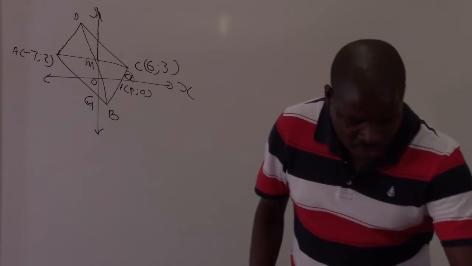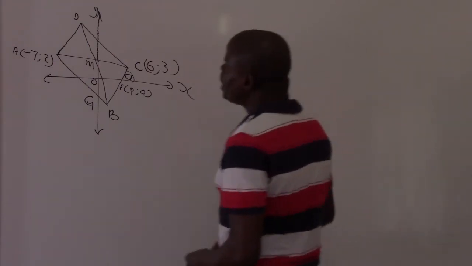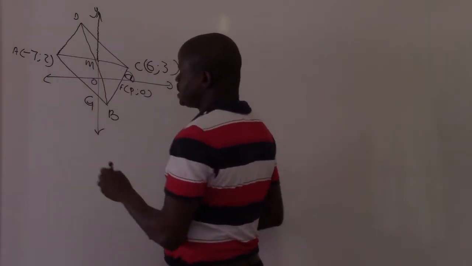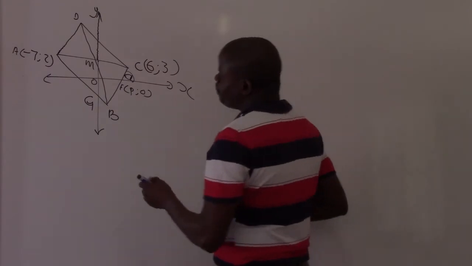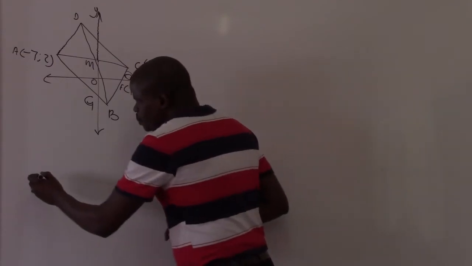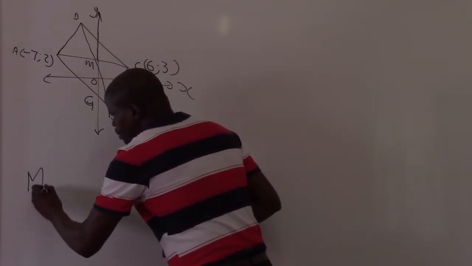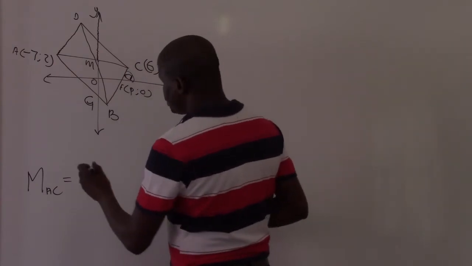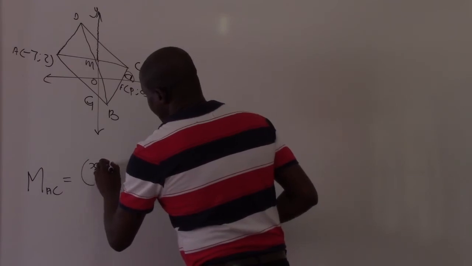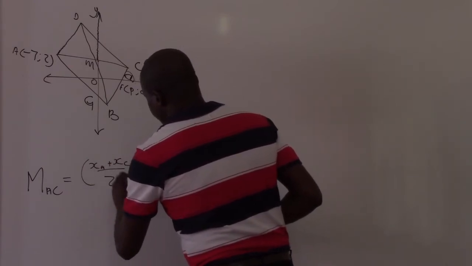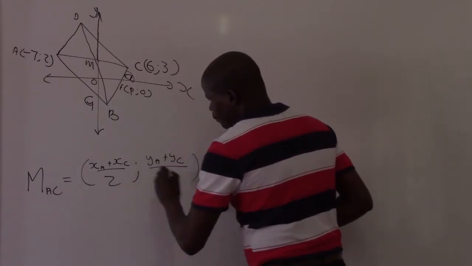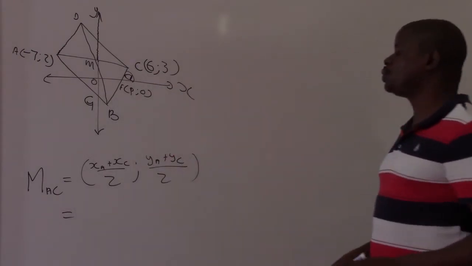Even though they did not say midpoint, knowing the properties of the rectangle, whereby the diagonals always bisect each other, it means M is the midpoint of AC. So you have to say here the midpoint of AC, which is XA plus XC over 2, and then YA plus YC over 2, whereby now we start substituting.